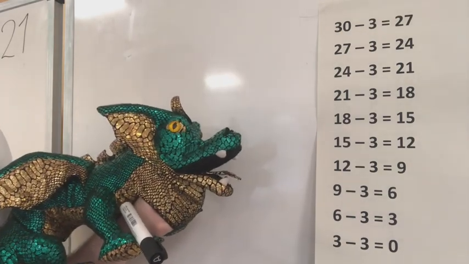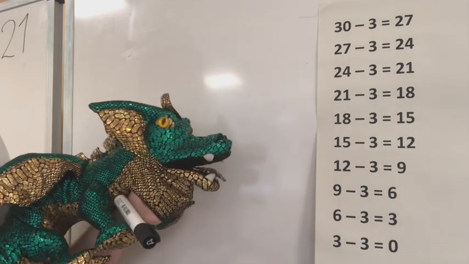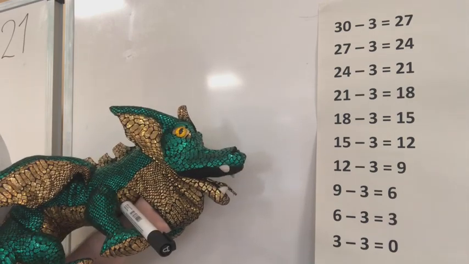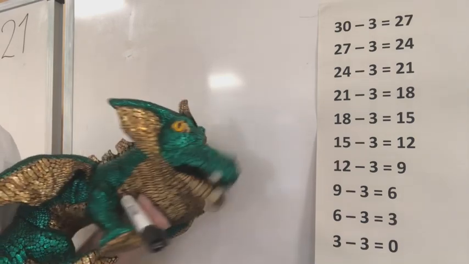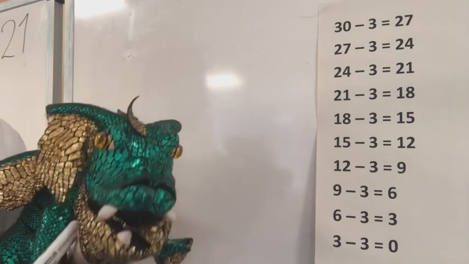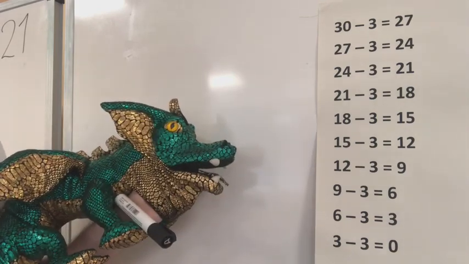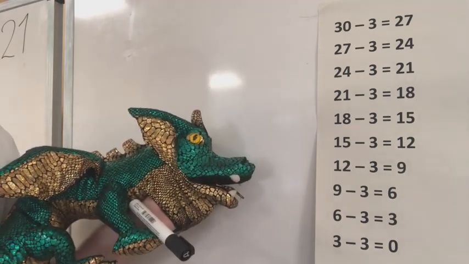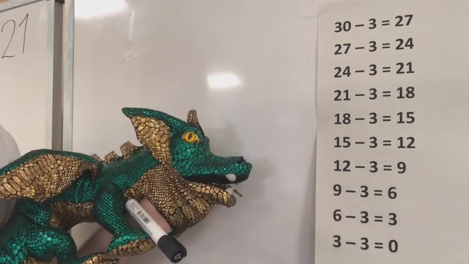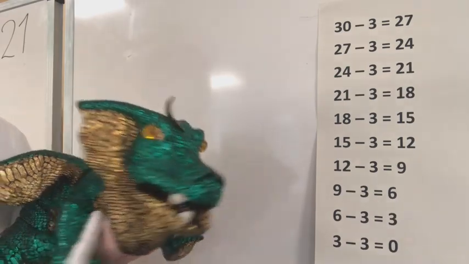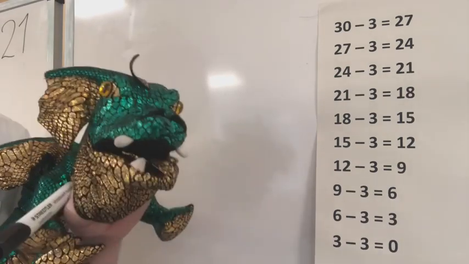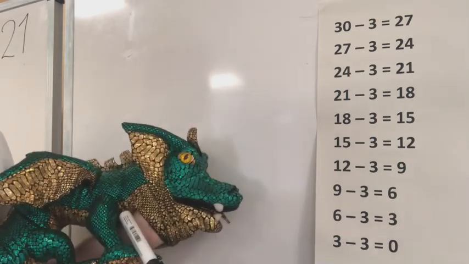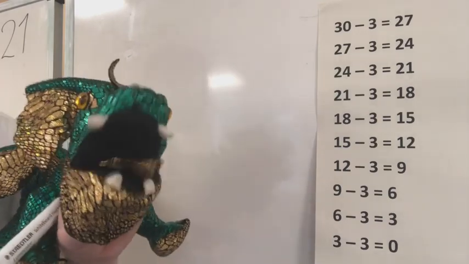30 minus 3 is 27. 27 minus 3 is 24. 24 minus 3 is 21. 21 minus 3 is 18. 18 minus 3 is 15. 15 minus 3 is 12. 12 minus 3 is 9. 9 minus 3 is 6. 6 minus 3 is 3. And 3 minus 3 is 0.